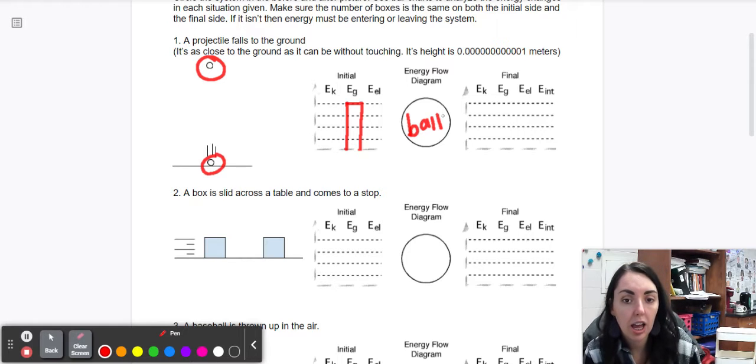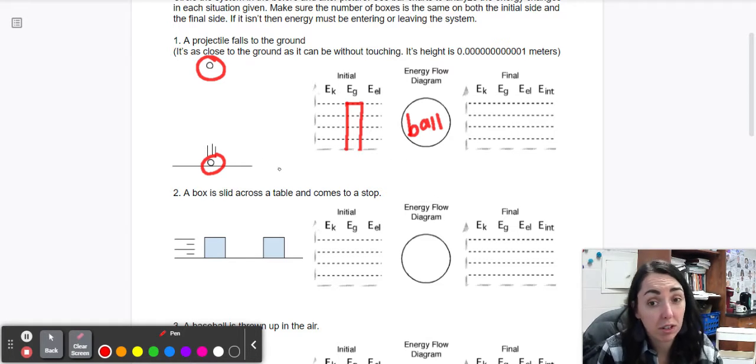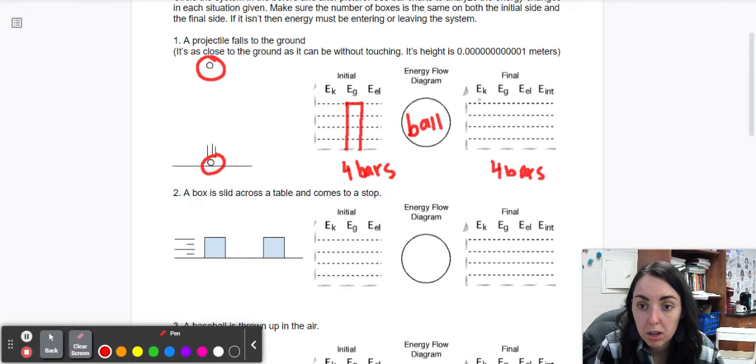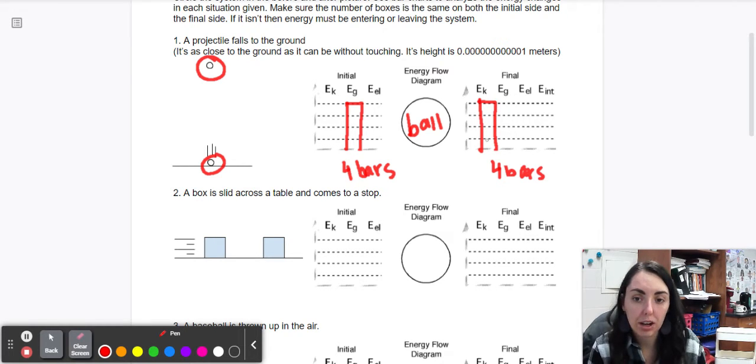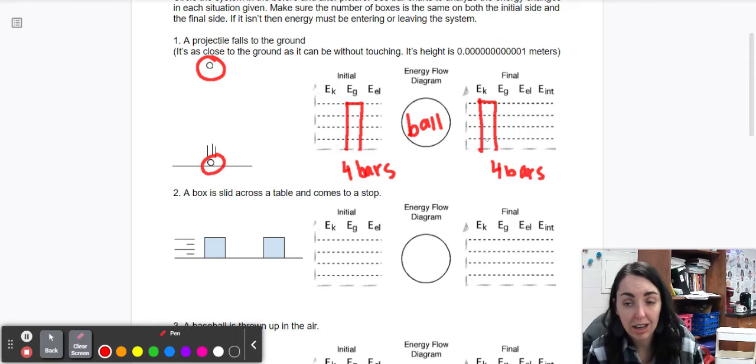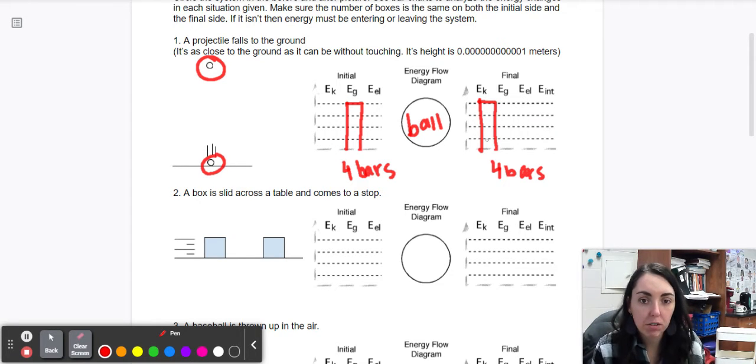All right, so then at the end here, it's going really fast and it's almost on the ground. So it doesn't have any gravitational anymore, but it does have kinetic. Now I have 4 bars of gravitational energy here. So that means over here on this side, I better have 4 bars of energy, because energy doesn't just disappear. It's still there. So we need to make sure we have the same amount of energy on both sides of that equation. So 4 bars of energy to start, 4 bars of energy to end. And in this case, the energy doesn't go anywhere. There's no energy in, no energy out, because it's just gravitational to kinetic. So that's an easy one.